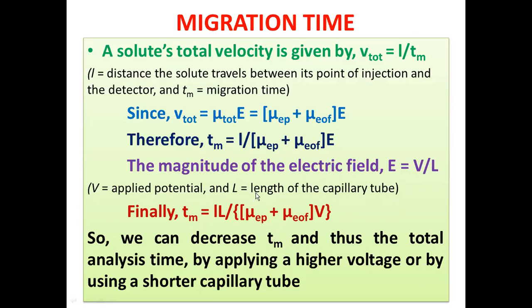And even if the length of the capillary is short, if the length is very low, Tm is also going to be very low. If Tm is low, the analytical time will also become low. So this equation relates the migration time, the length of the capillary, the electrophoretic mobility of the solute, the electro-osmotic flow of the buffer, and the voltage at which the electric field is generated. So this is the final expression you should remember.